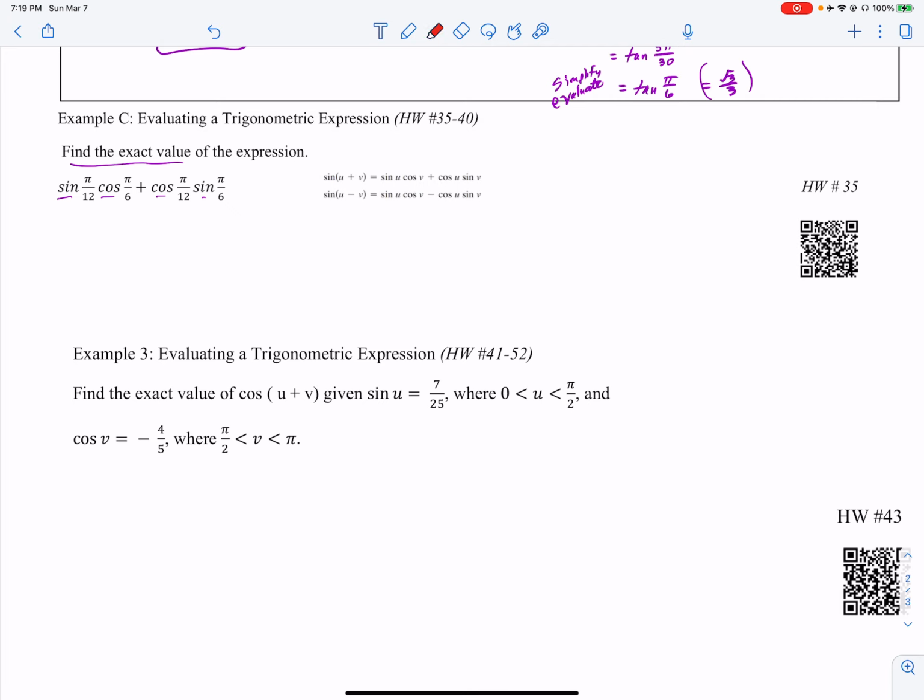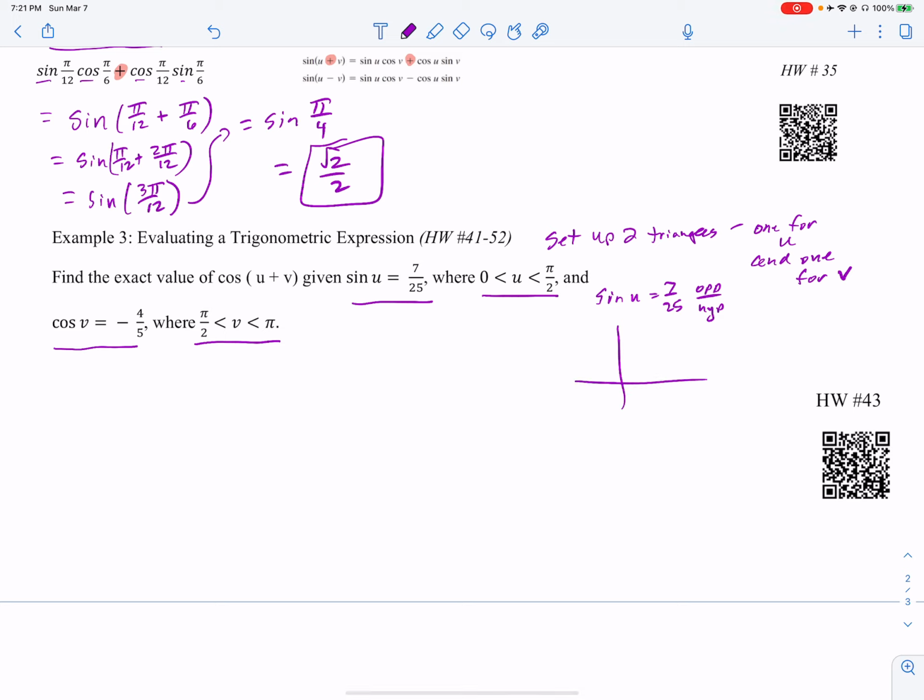one for U and one for V. So when you have this sine U is 7/25, sine is opposite over hypotenuse. And so U is in the first quadrant, so just draw a triangle. And here is my angle U. And so this would be 7, this would be 25.